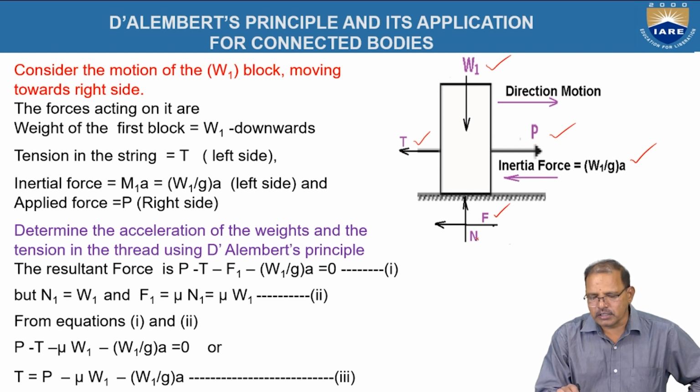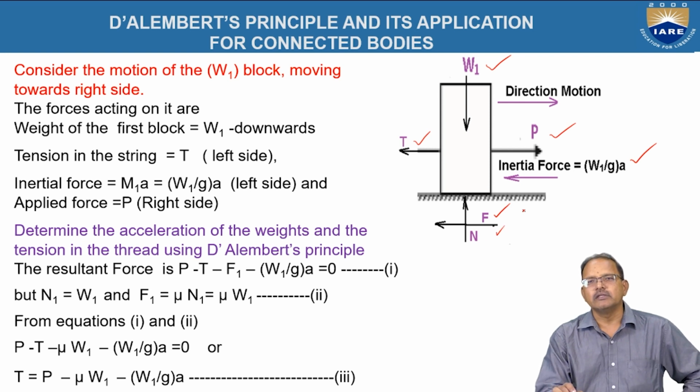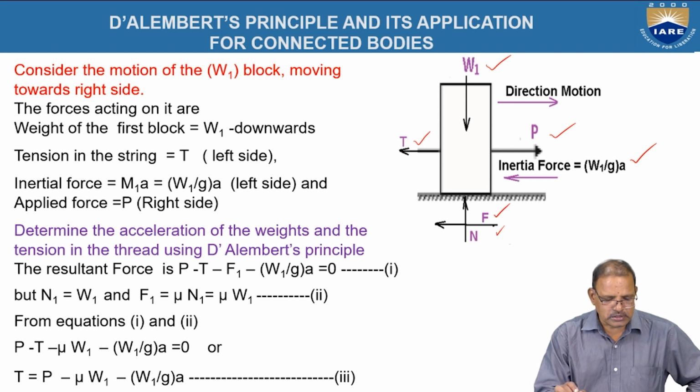N is the normal reaction, acting in the upward direction, so it is balanced by the weight of the body. So N is equal to W1. By using this relationship, we can determine the value of F.